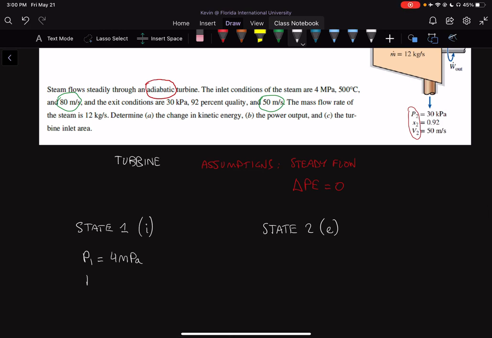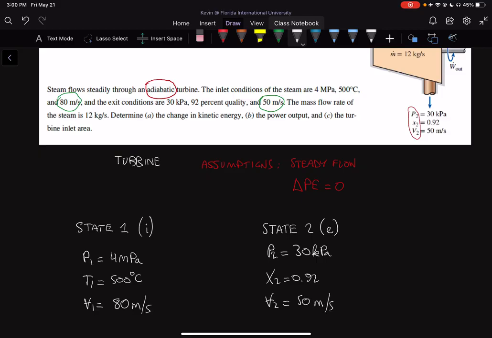So we have that given P1 is equal to 4 megapascals. We're also given that T1 is equal to 500 degrees Celsius, and that velocity 1 is equal to 80 meters per second. And then at state 2, we're told that pressure 2 is much lower, equal to 30 kilopascals, and x2 is equal to 0.92, so we know it's a saturated mix. And V2 is equal to 50 meters per second.